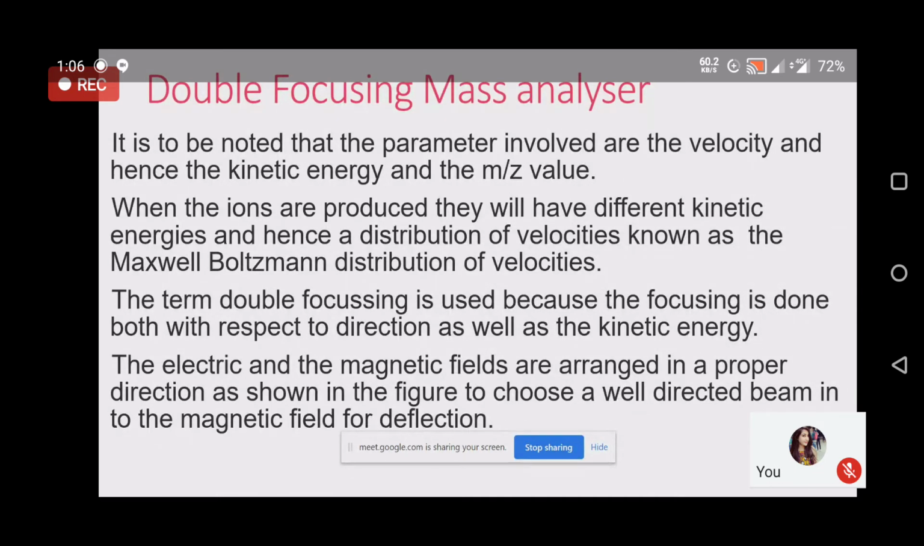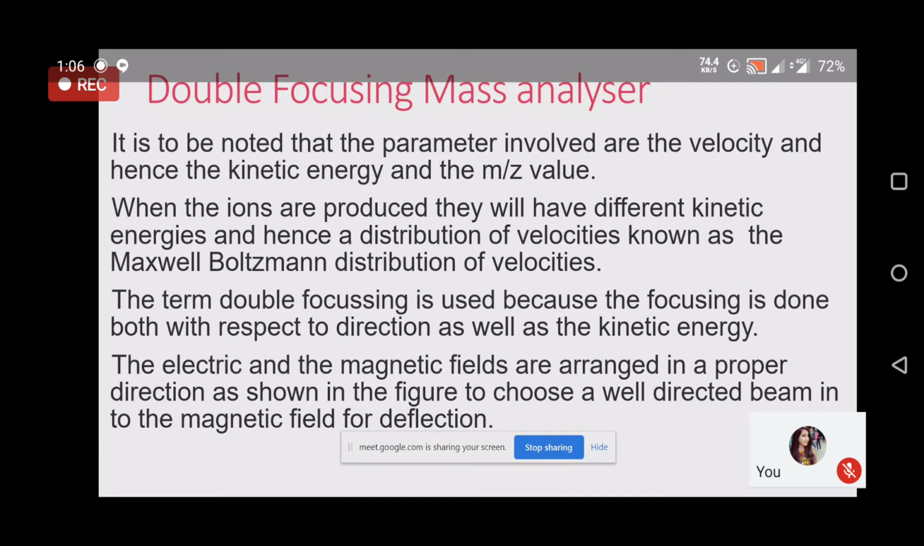The term double focusing is used because the focusing is done both with respect to direction as well as the kinetic energy. So actually the focusing is done with respect to velocity. What I mean by direction is velocity focusing, and what I mean by kinetic energy is the mass focusing.